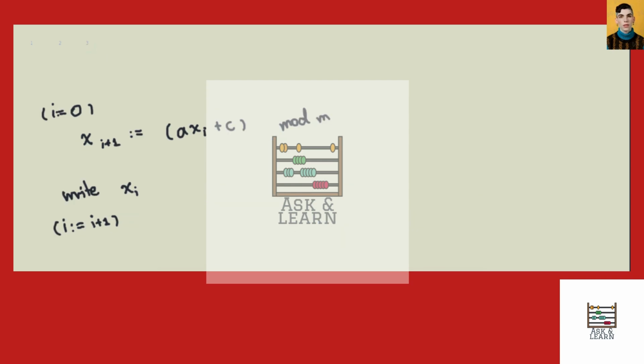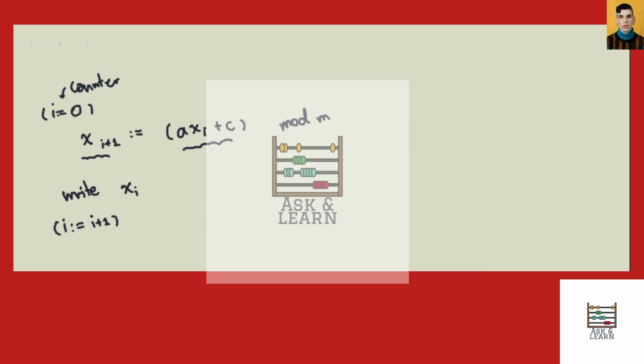And the program will look something like this. We start with i as our counter. So i is the counter. We start with 0 and we put the formula in, right? We assign the value for x_{i+1} as our formula, a·x_i + c mod m.